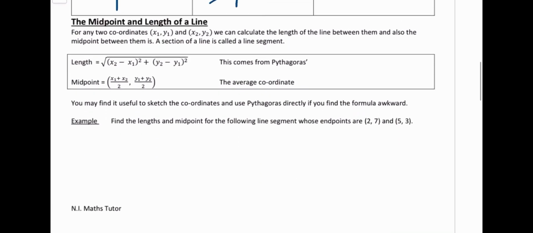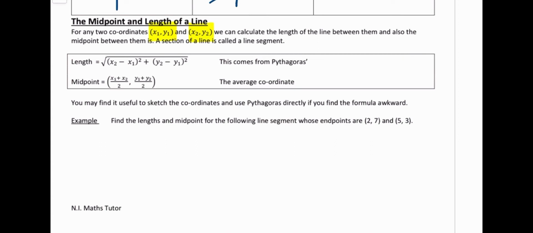Okay, next of all we have got midpoint and length of a line. We have 2 equations. So for 2 coordinates where you've got the first coordinate is x1, y1, and the second coordinate is x2, y2, we can calculate the length of the line between them, and also the midpoint, by these formulas.